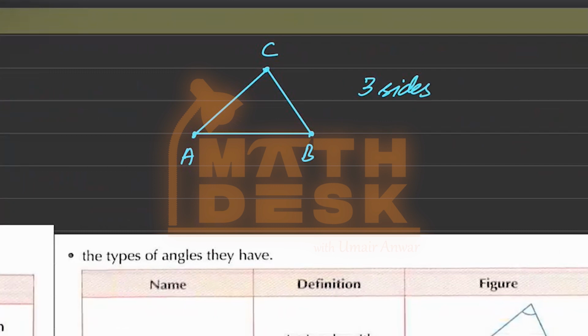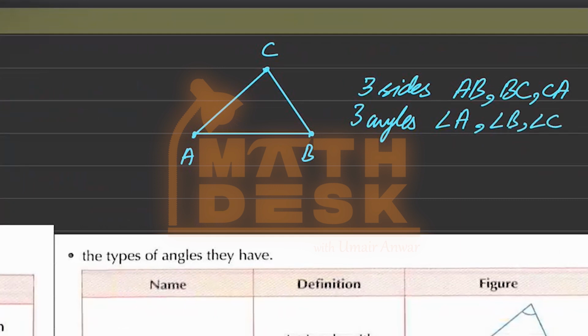AB, BC, and CA. And we have 3 angles in a triangle: angle A, angle B, and angle C in this case. Sides are named using 2 points, starting and ending point. So side AB means that the side is starting at A and ending at B. Angle is named over a single vertex, the angle formed at angle A. And we normally consider it as the interior angle.